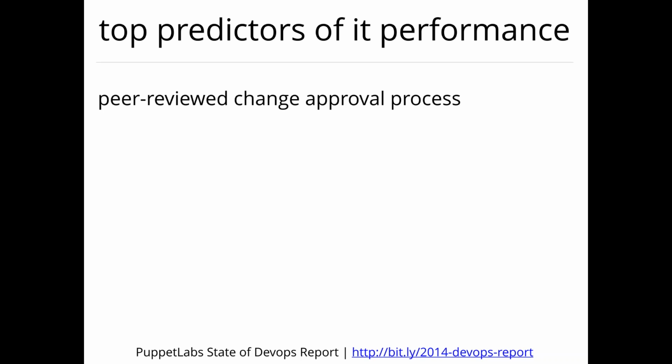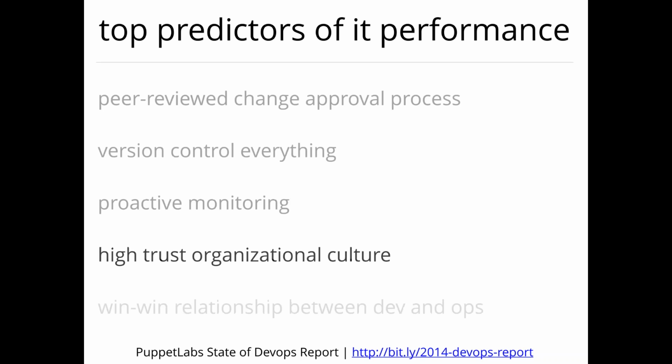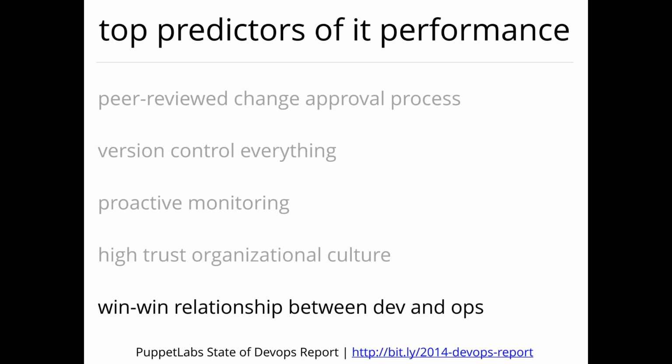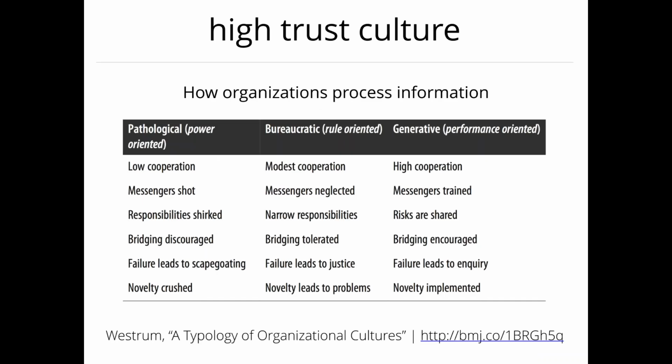The other things that we care about is making sure that everything's version controlled, as we talked about before, proactive monitoring, and then something I want to talk about briefly, which I think is very important, is a high-trust organizational culture. Finally, the win-win relationship between Dev and Ops. So we modeled culture in a quantitative way by using a model from sociology that's built to actually look at safety outcomes in healthcare and aviation. So these are industries where when there are accidents, people can die, so safety is very important.